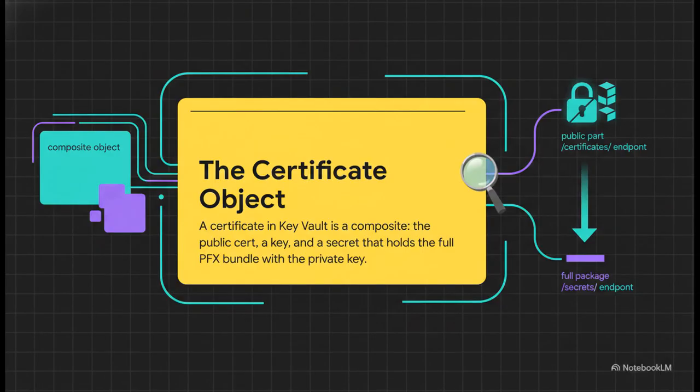When you create a certificate in Key Vault, it's not just one thing. It's actually a package deal. It creates the public certificate part that you can see, but it also creates a corresponding secret with the exact same name. And that secret? Well, that's where the magic is. It holds the full bundle, the cert, the chain, and most importantly, the private key. Your app gateway needs that private key to do its job, and it can only get it from that /secrets/ endpoint. The /certificate/ endpoint only gives out the public half, which is useless for TLS termination.